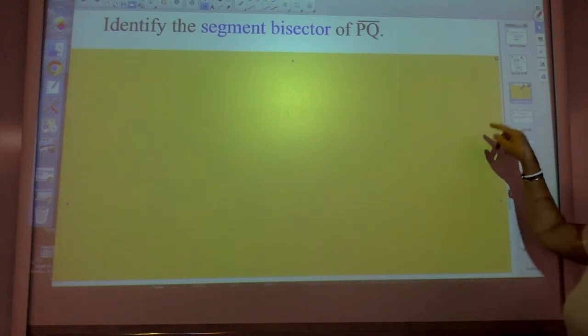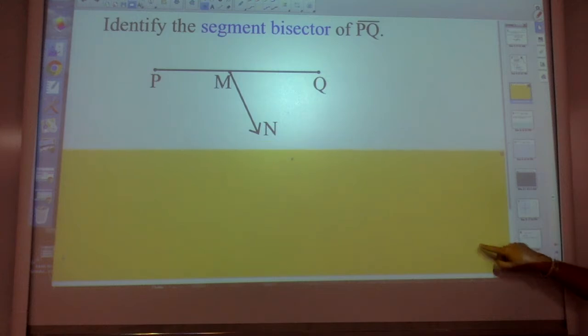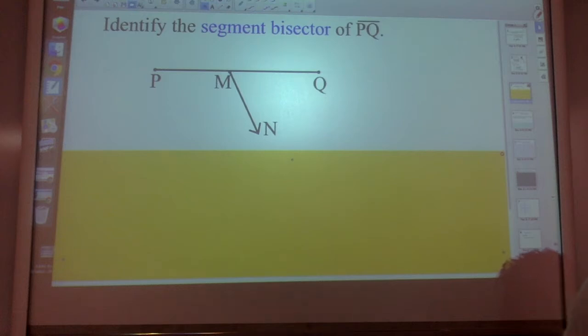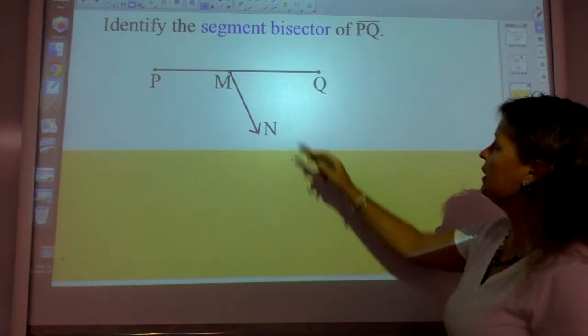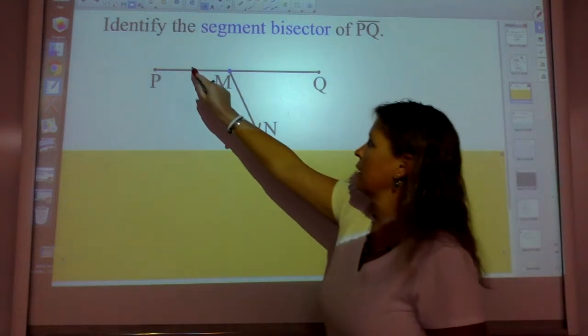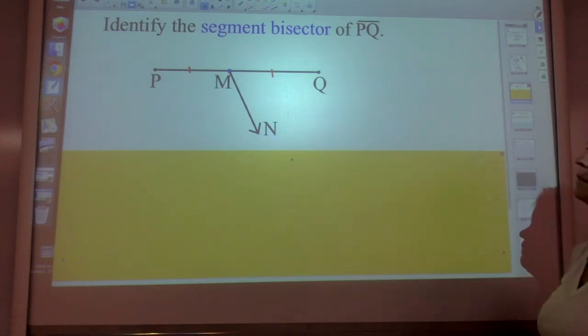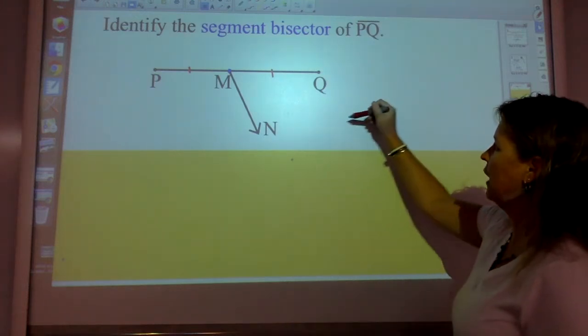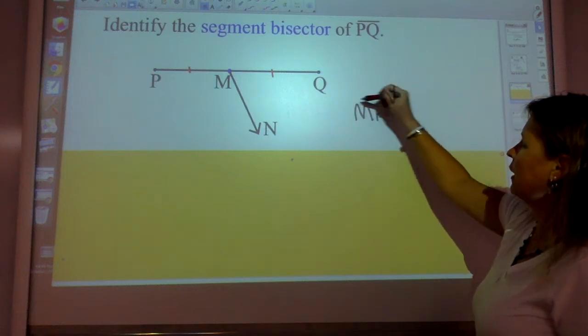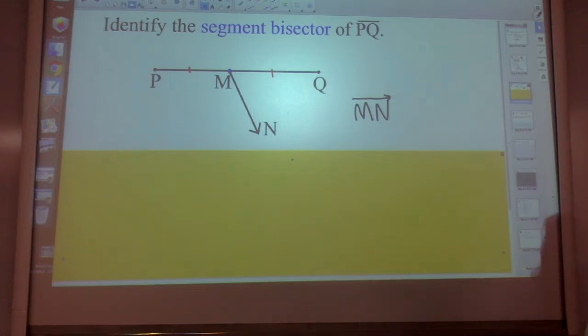Next, identify the segment bisector of segment PQ. This time it says identify. It doesn't say find or find the length. Identify. Go ahead and draw it. Make sure you have this in your notes. As you can see, point M is the midpoint. You can put tick marks here to show that segment PM is congruent to segment MQ because it says it's a segment bisector. But then you actually have to identify that it is a ray that starts at M and goes through N. So MN is the segment bisector.